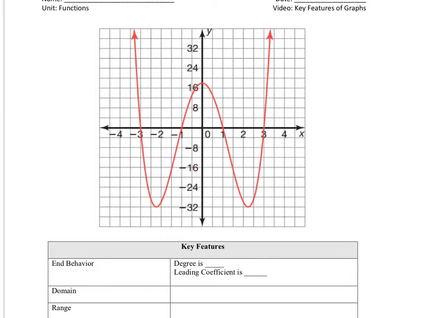Well, notice how the ends of the graph go up, up. You should be saying that models similar to a positive x squared equation. So my degree would have to be even, and my leading coefficient would have to be positive.